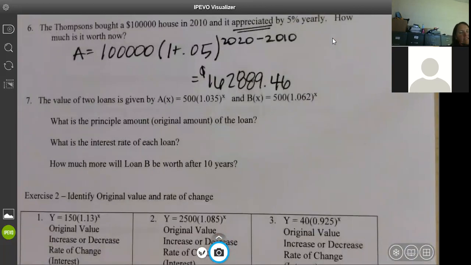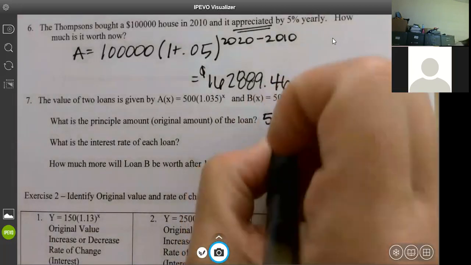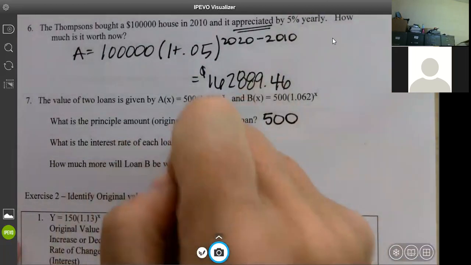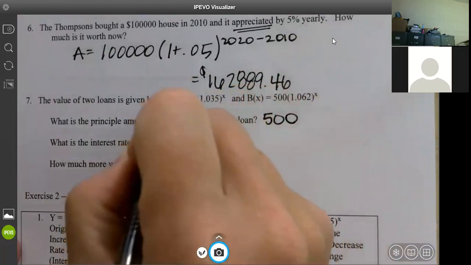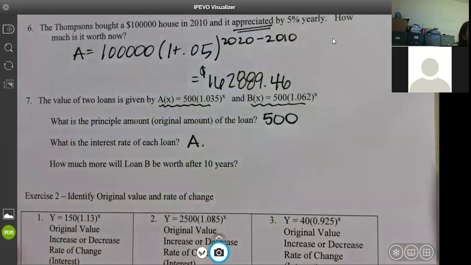The value of 2 loans is given by A of x equals 500 times 1.035 to the x, and B of x is 500 times 1.062 to the x. What is the principal amount or the original amount of the loan? 500. Remember that first number is always what we start with. What's the interest rate for each one? So let's look at A. This one is A right here. This one is B. So what's your interest?